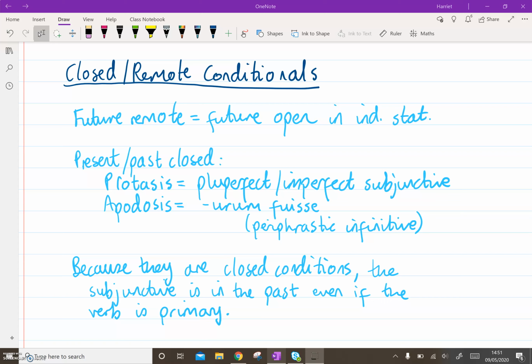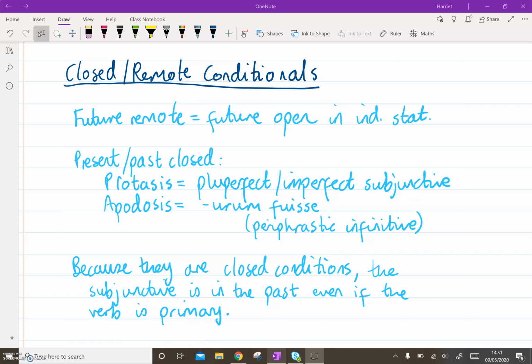When we come to closed conditionals, things start to get a little bit more complicated. So these are things that haven't happened in the present or the past. Okay, the protasis is the pluperfect or the imperfect subjunctive, and the apodosis is still an indirect statement, so it's still an accusative and infinitive.